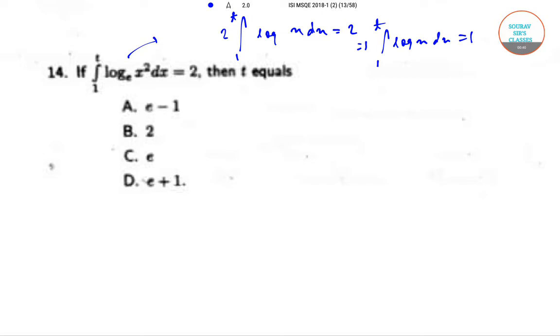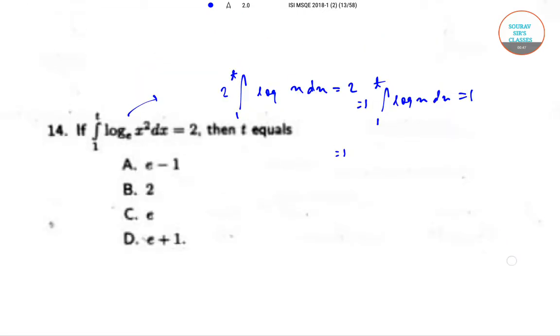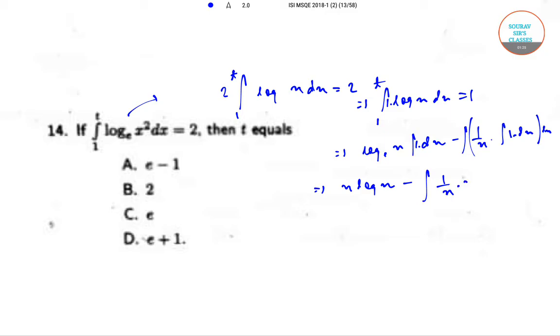Now on integration by parts, we get this to be equal to... Now we can consider another function, say just 1. So this becomes log x times the integral of 1 dx, minus the integral of d/dx of log x, that is 1 by x, into the integral of 1 dx, dx. So this gives us x log x minus the integral of 1 by x into x dx.